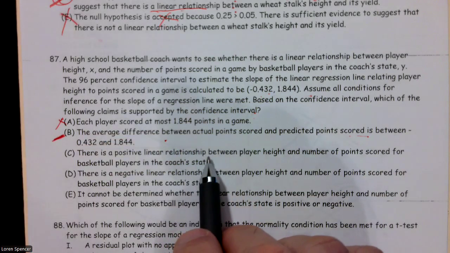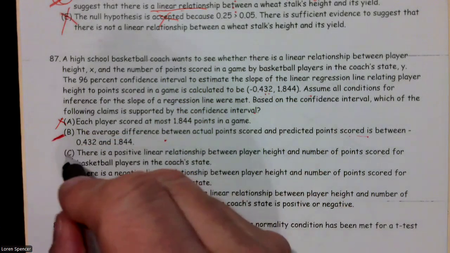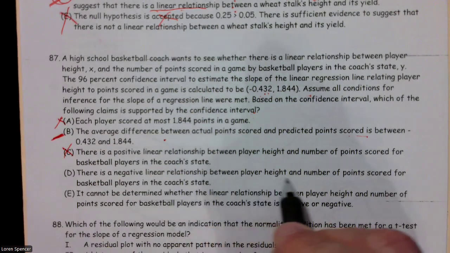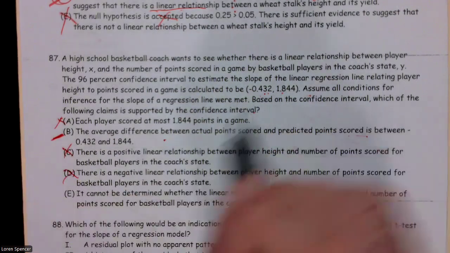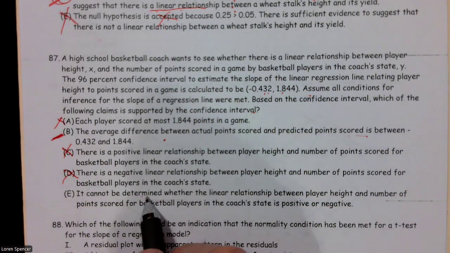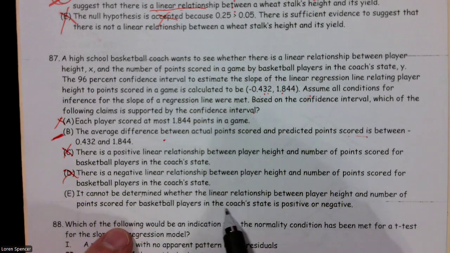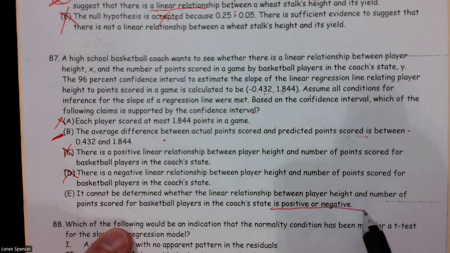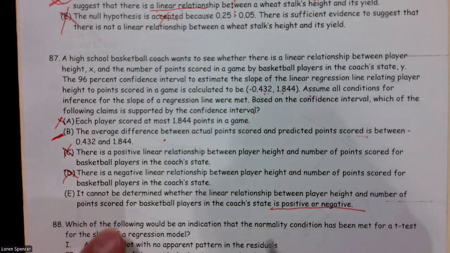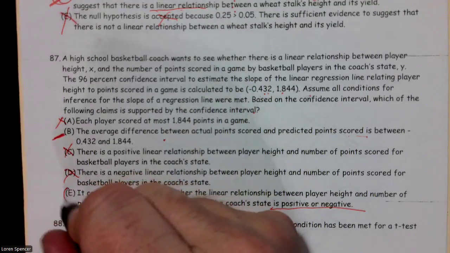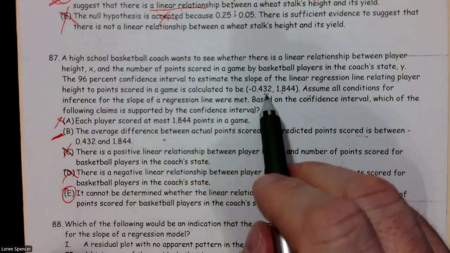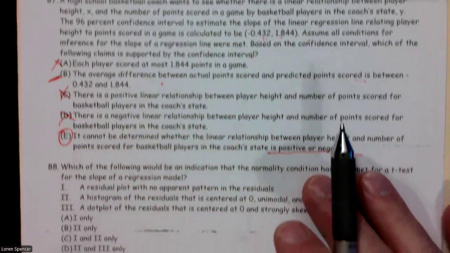There's a positive linear relationship. No, because we have negative. There's a negative linear relationship. No, because we have positive. It cannot be determined whether the linear relationship between player height and number of points scored is positive or negative. That's right. All right, for 87, we like E. There does not appear to be a linear relationship because we have zero contained.